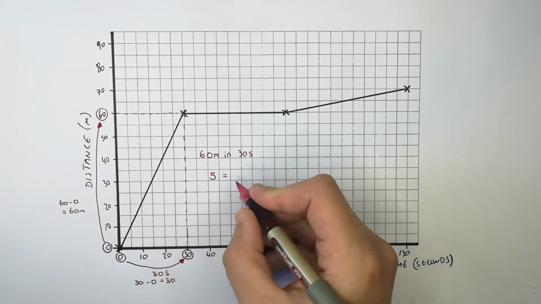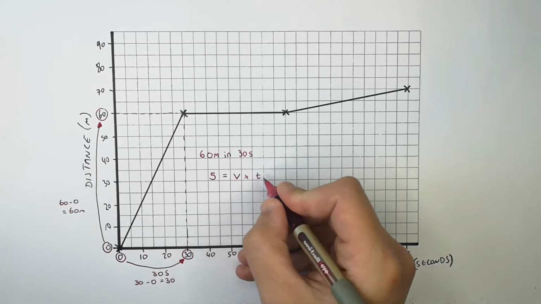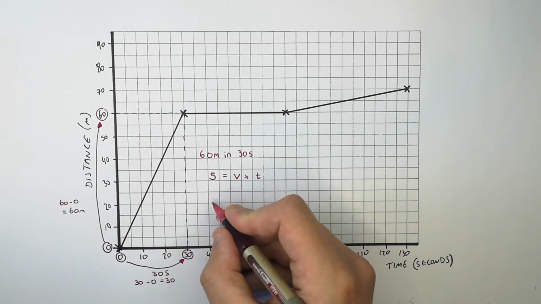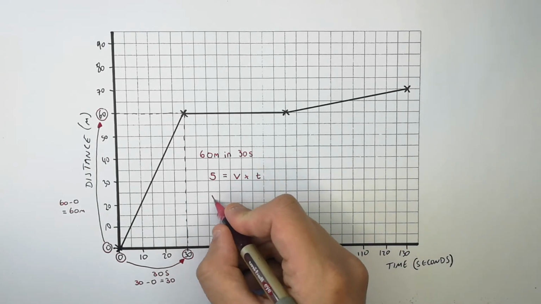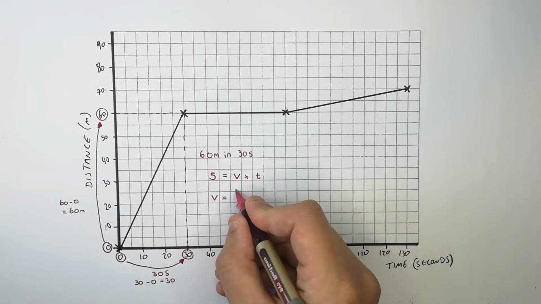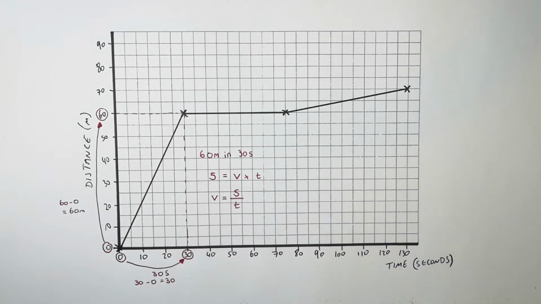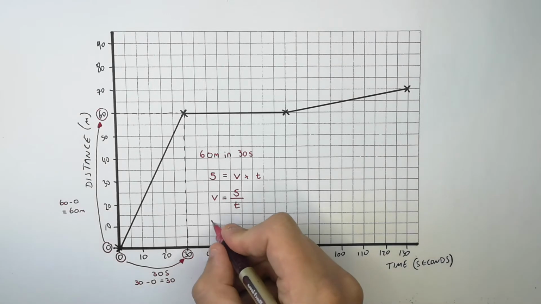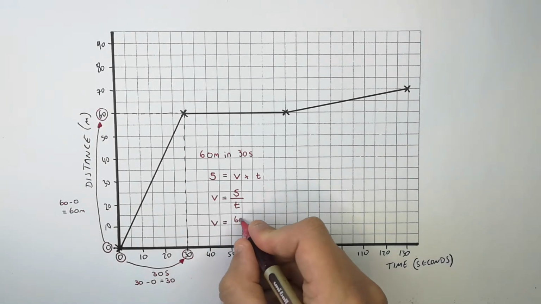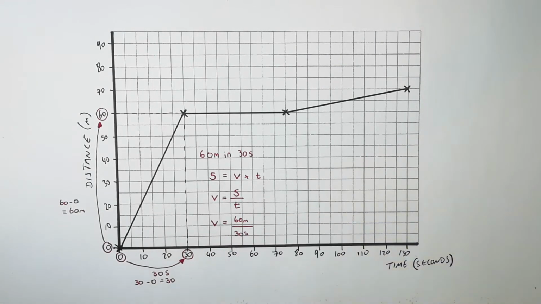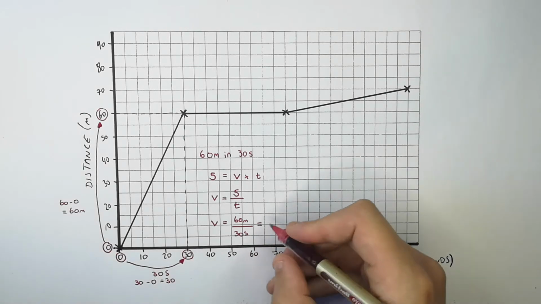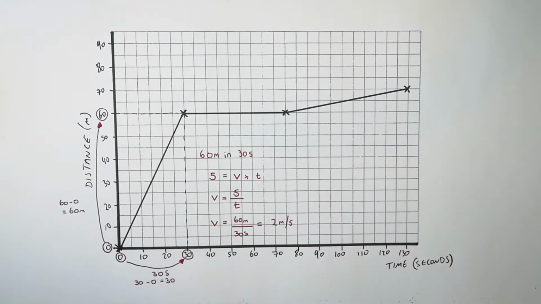So you recall the equation, s equals v times t, distance equals speed times time, and then you can rearrange for v, speed. v equals s divided by t. So now you substitute in the numbers, v equals 60 meters divided by 30 seconds, which gives you a constant speed of 2 meters per second.